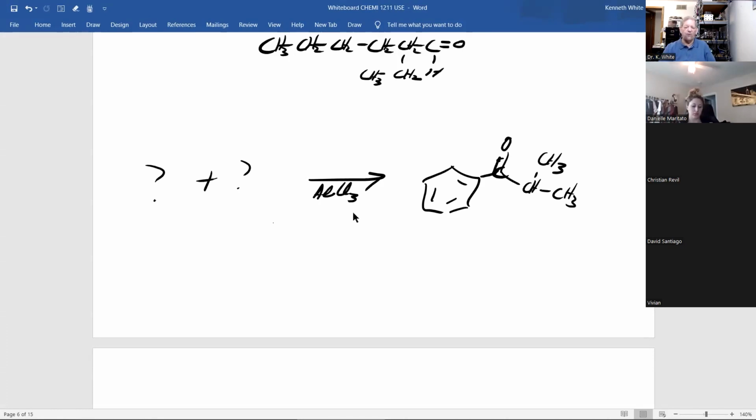And the question would be, what are the two starting materials you would use to make that molecule? 6 points, 3 each for each question mark. By the way, we're in test number 2 material.